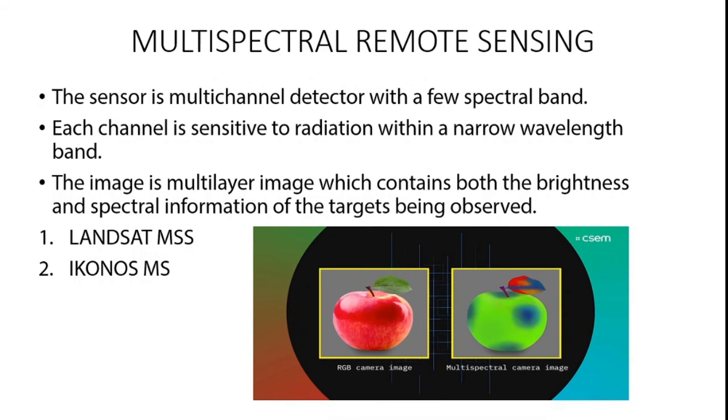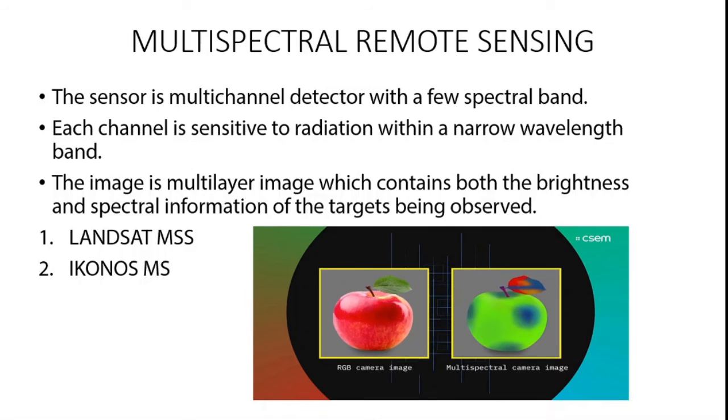Second is multispectral remote sensing. The word itself tells us that multispectral means a number of spectral bands are used. So the sensors, a multi-channel detector with a few spectral bands, are termed multispectral remote sensing. Each channel is sensitive to radiation within a narrow wavelength. Comparatively, in panchromatic we have studied that there is a broad wavelength range, but in multispectral there is a narrow wavelength range, and so you can get more different colors or different shades of color in multispectral remote sensing.